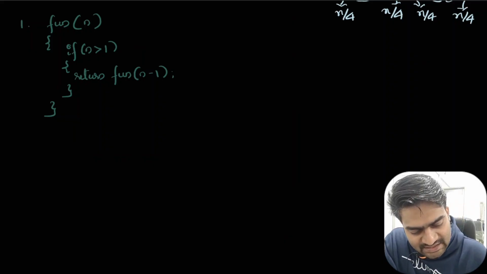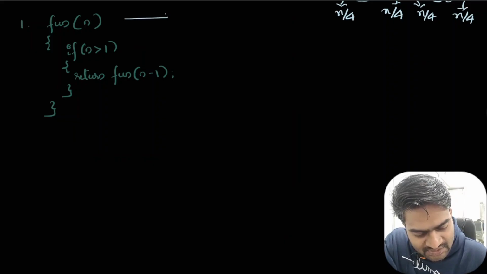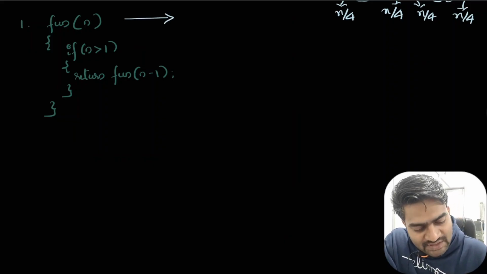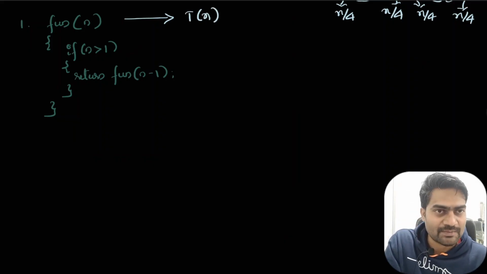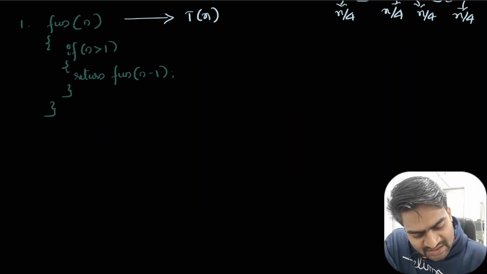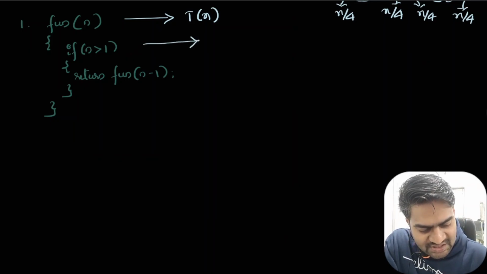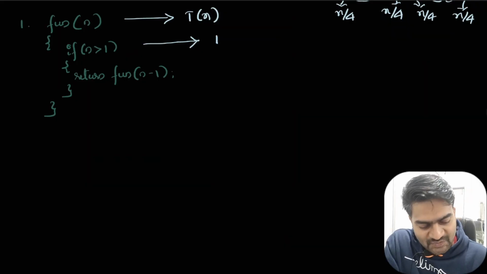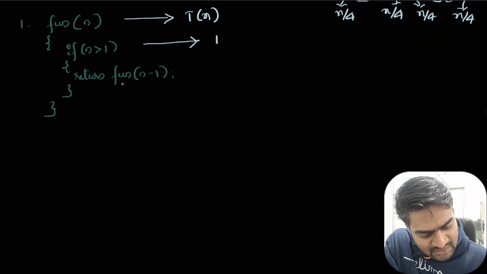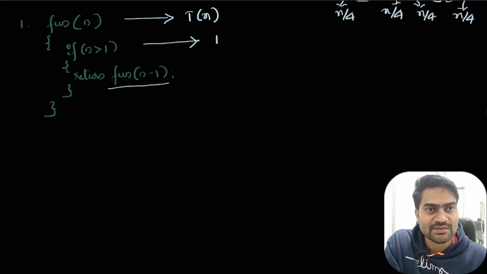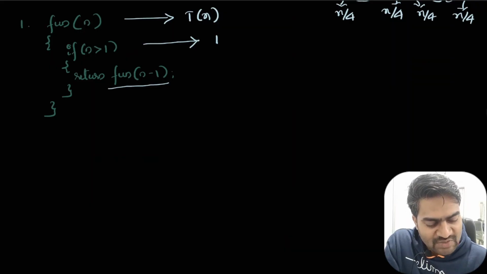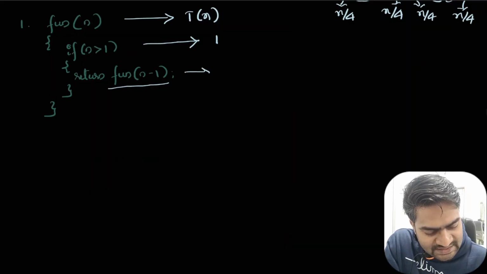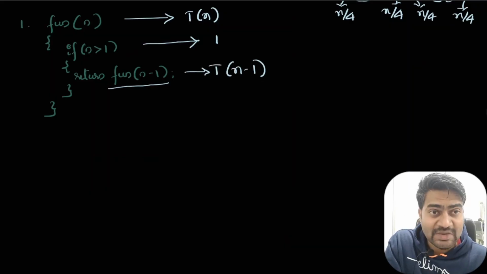Here this is our function f of n. Assume T of n is the time function that we want to compute for f of n. Here there is a condition check, which takes 1 unit of time. Then it will call the function with n minus 1. If T of n is the time function for f of n, then for the function with n minus 1 it will be T of n minus 1.